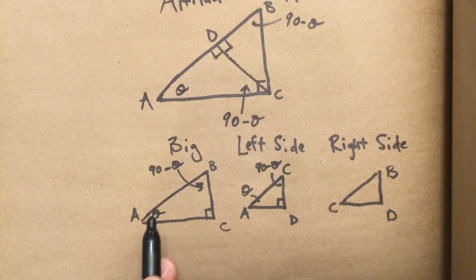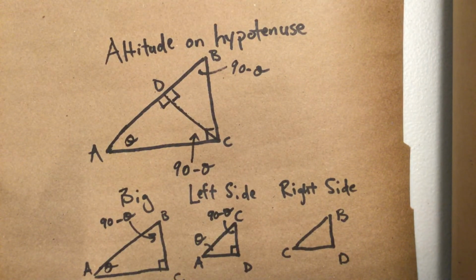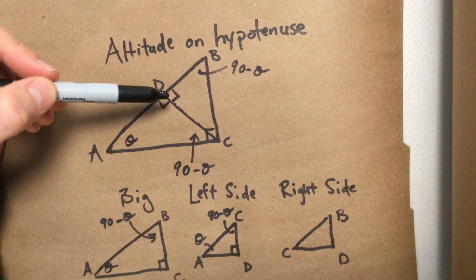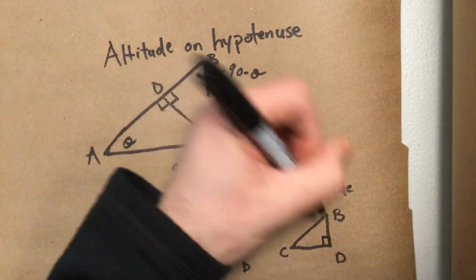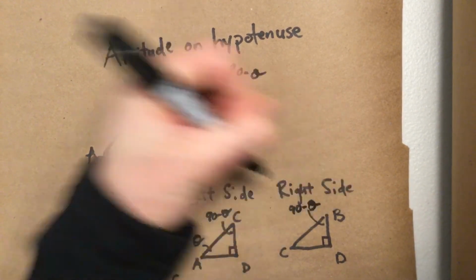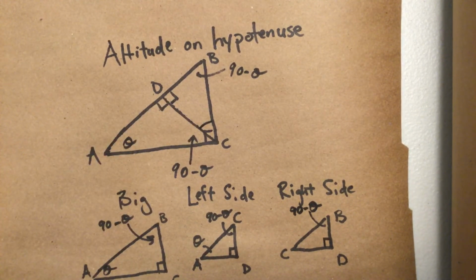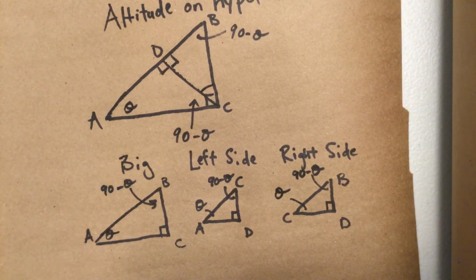So there's our left side triangle, there's our big triangle, and lastly is our triangle on the right side, where we have angle B here, 90 minus theta. BDC is our right angle, and that means this angle down here must be theta. So there you have it. Our big triangle, the triangle on the left side, the triangle on the right side, they are all similar to one another. So let's write our similarity statement now.